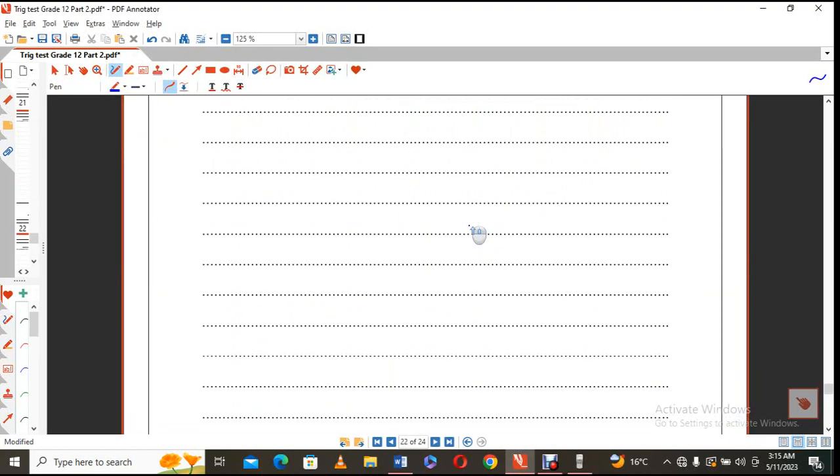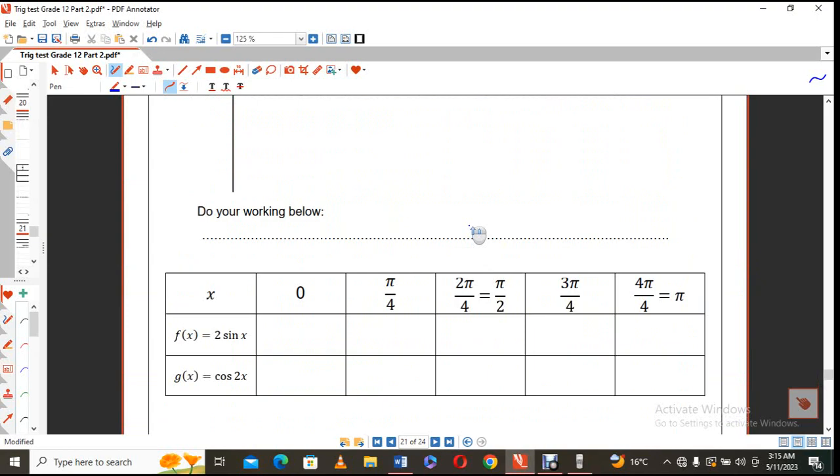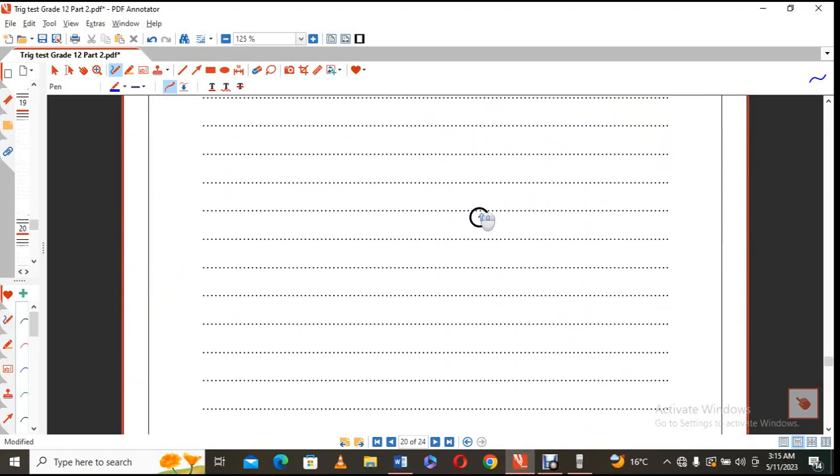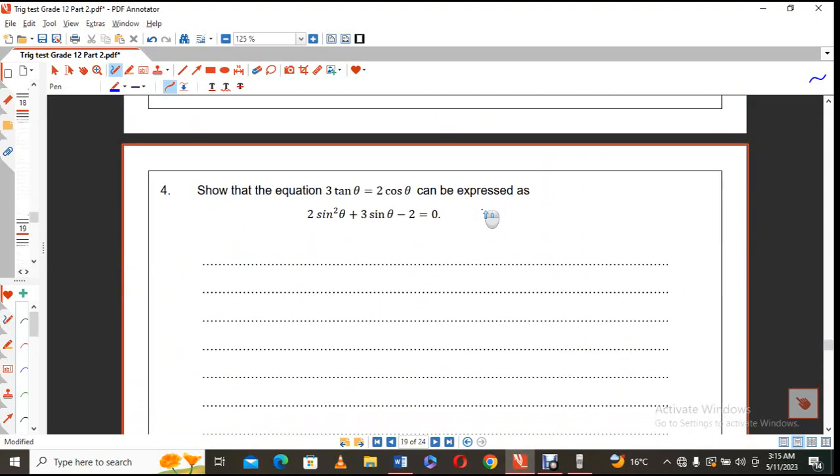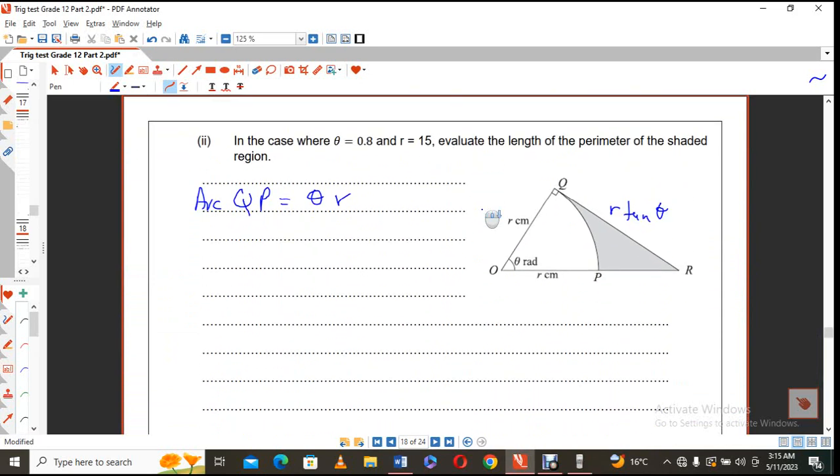Right, so I have my arc length. So let me just go back. I remember I'm looking for the perimeter of the shaded part. So basically, I have to add all those distances there. So this QP is nothing but theta r. Now, how do we find PR? So this is quite important. In order for me to find PR, I don't want to use Pythagoras. I first have to find OR.